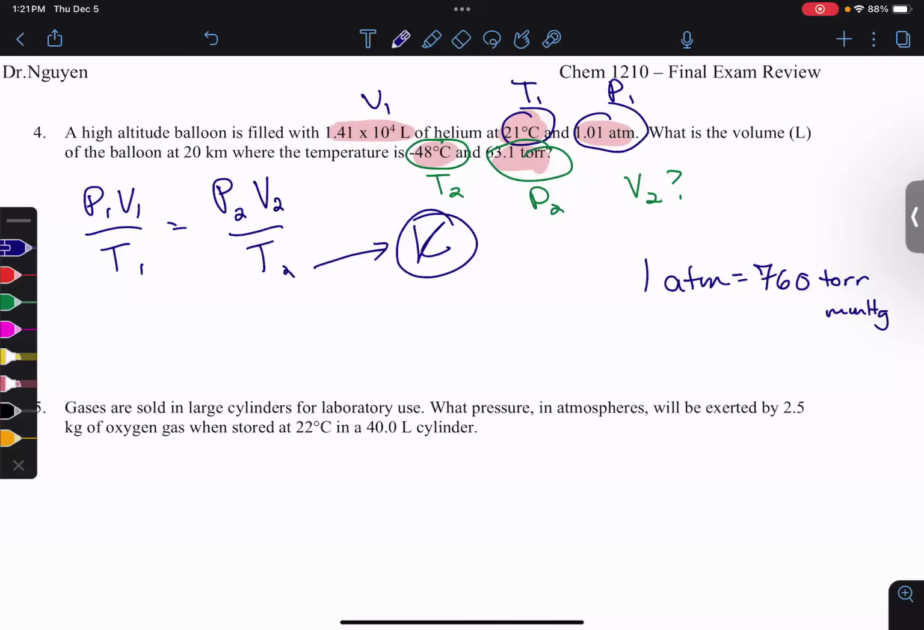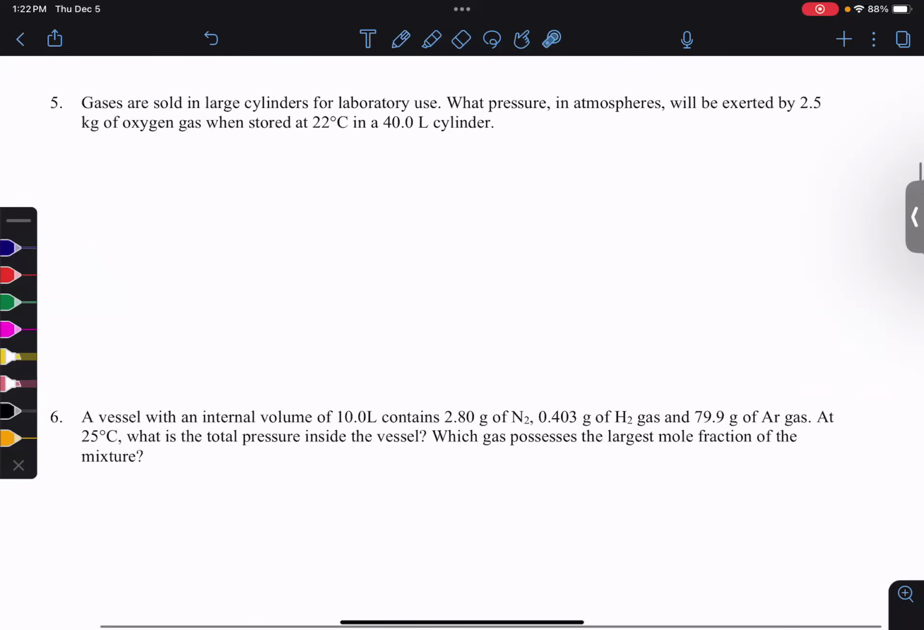So do know that 760 number. So note here, we're taking a sample and just changing its conditions. So we're going to solve for V2 in this case. V2 will be in the unit of liters because volume is in liters. Okay, so let's keep going.